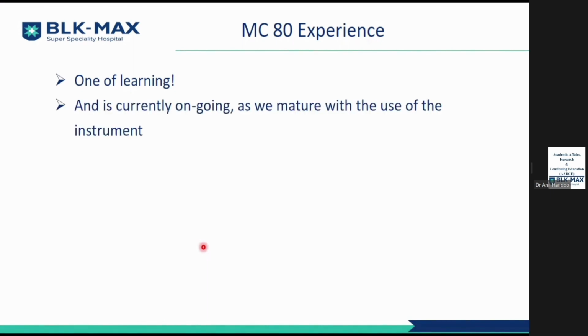So what was our experience so far on the MC80 that we've been having with us for the last about 1.5 to 2 months? I would say it was one of learning. We learned a lot with respect to digital morphology as to how we are expected to set it up, how we are expected to have a good pre-analytics to make sure that the slide staining is optimal. Only then can we get the right information from the instrument. And if I may say, it is currently an ongoing activity at our center as we are maturing with the use of the instrument that we have.